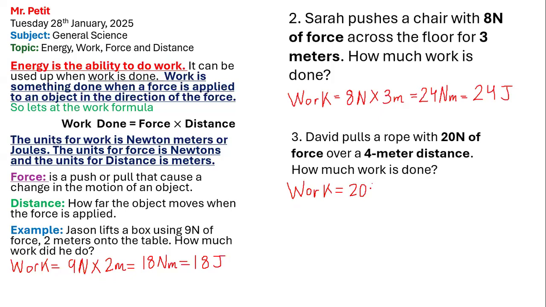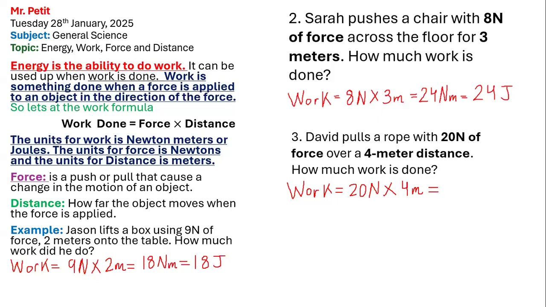Where is Rashid Wilson? Can you hear me? Yes, sir. How is work done? Explain how we're going to get our answer. By times in 4 meters. Where are your notes, Rashid? Did you send me your notes? I'm going to send it right now. Okay, so you need to send your notes.